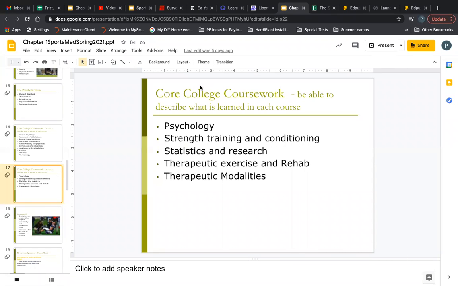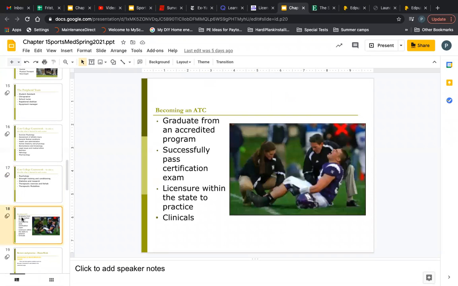Okay, in the last Edpuzzle, we left off in slide 17, and I meant to lecture on this last slide here, how to become a certified athletic trainer. And so you must do these four things: graduate from an accredited program, successfully pass the certification exam put on by the NATA BOC, obtain licensure within your state to practice.